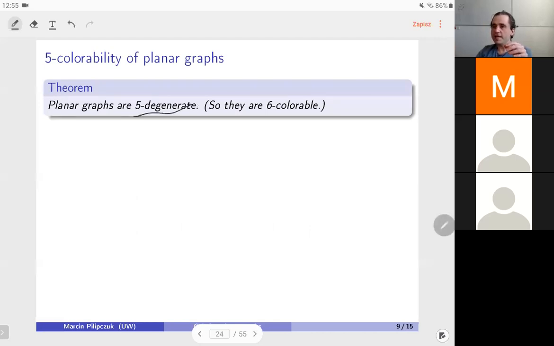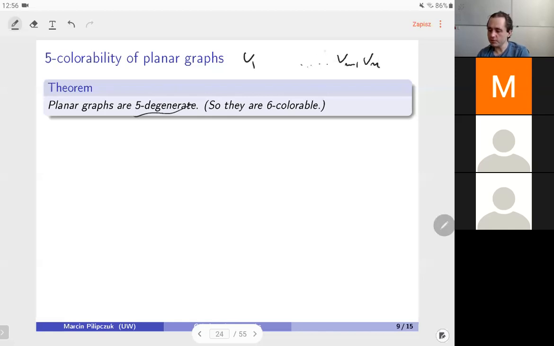Any subgraph has a vertex of degree at most 5. So planar graphs are 5-degenerate. That means you can take a vertex of degree at most 5, delete it, take another vertex of degree at most 5, delete it, and so on, getting a sequence of these vertices. Let's say the last one is vn, then vn minus 1, etc., and you end up with an empty graph in the end.